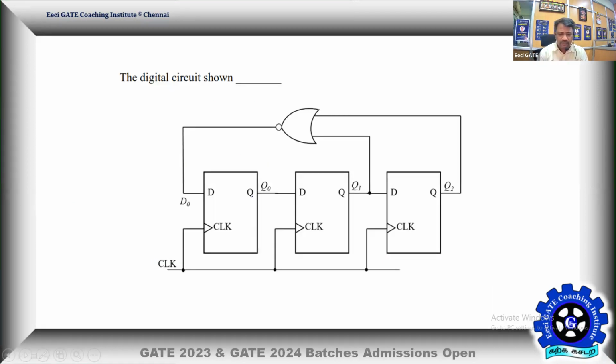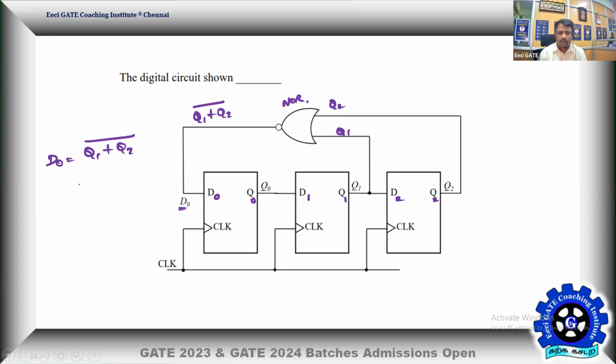Call this Q0, and the inputs D0, D1, Q1, D2, and Q2. Q1 and Q2 drive this combinational logic, so the result is Q1 OR Q2 the whole bar. That is the one driving D0. So D0 is excited by (Q1 OR Q2) bar. It is a NOR gate.